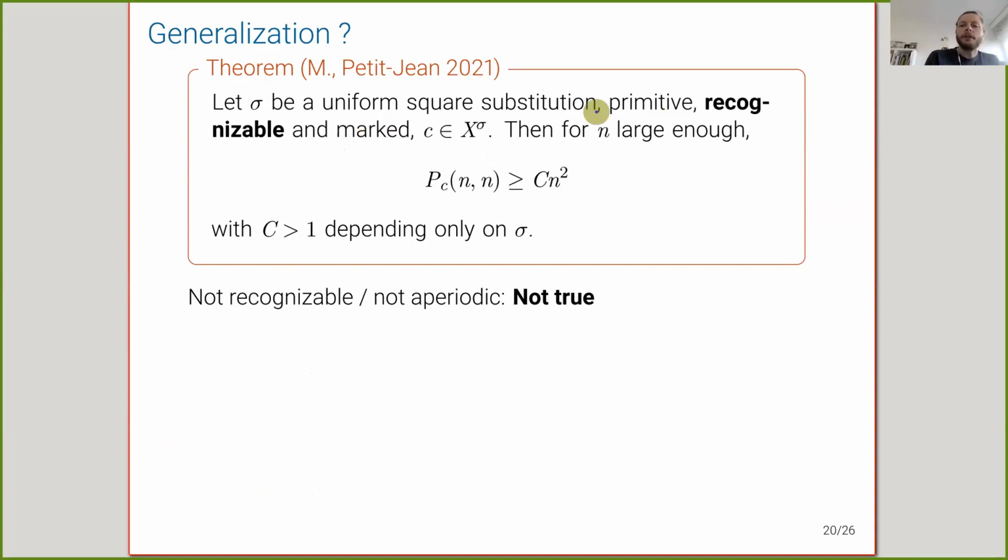So let's look at the recognizability hypothesis. We really need it for our result to hold, because if you have a non-recognizable substitution, it means that the shift is not aperiodic, so you have periodic configurations. And in this case, of course, the complexity will not be very big in general, and you can have very, very small complexity if your substitution can make periodic configurations.